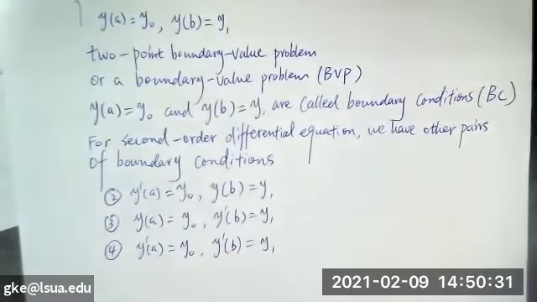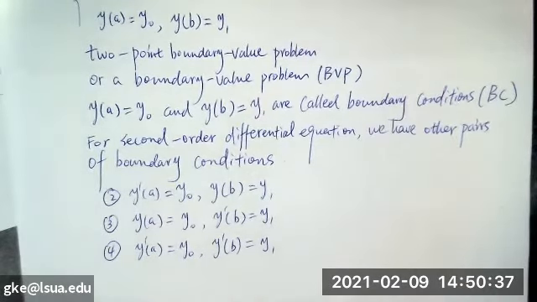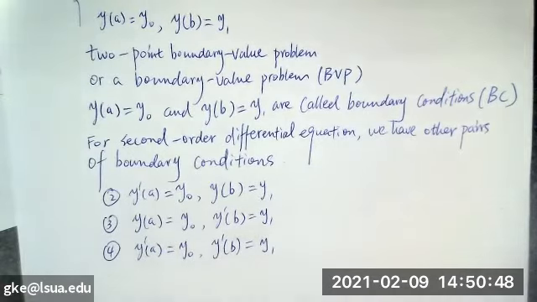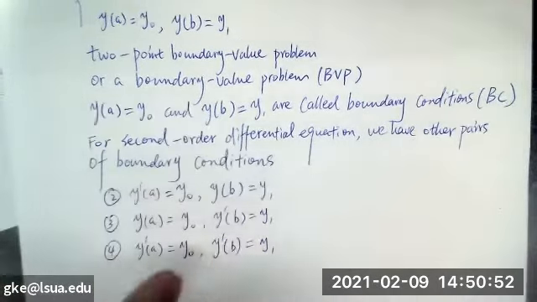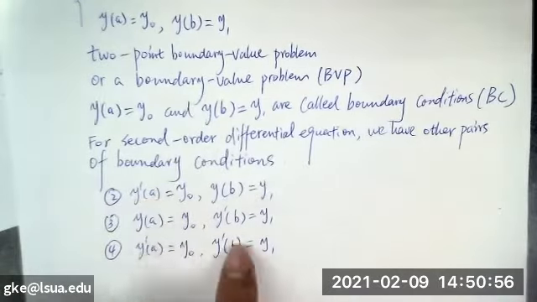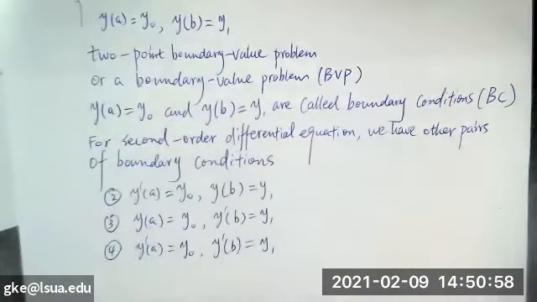Okay, we can have different pairs of initial conditions, or boundary conditions. And we call this a boundary condition because we have 2 points, A and B, right? So totally we have 4 types of boundary conditions.